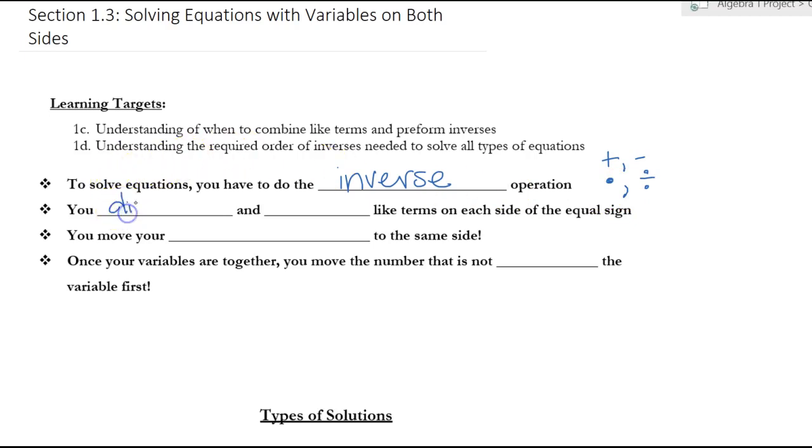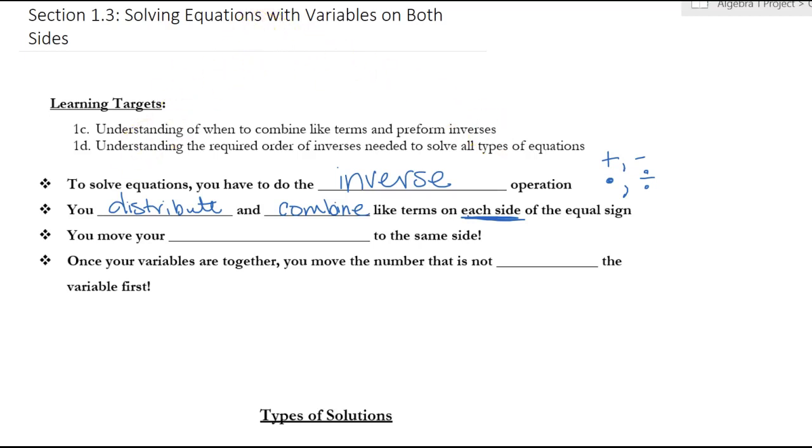You must distribute and combine like terms on each side. So if you have stuff on the left, you got to put it together. If you got stuff on the right, you have to put it together.